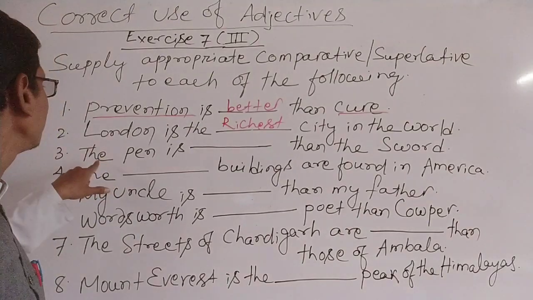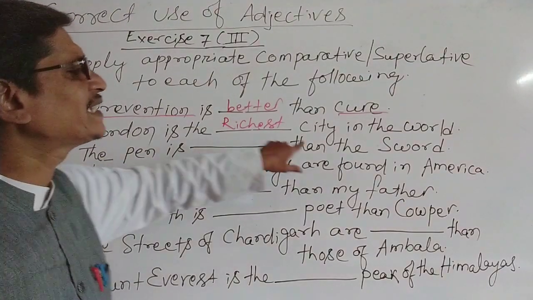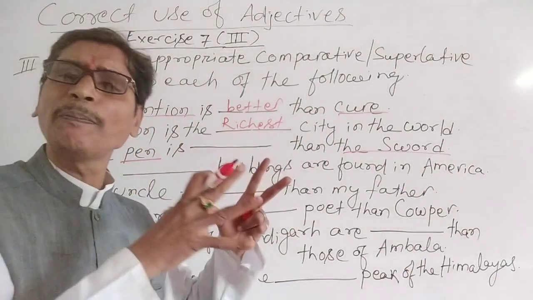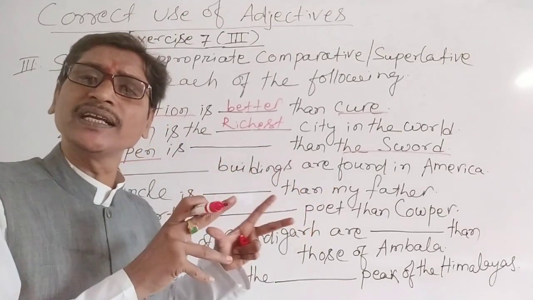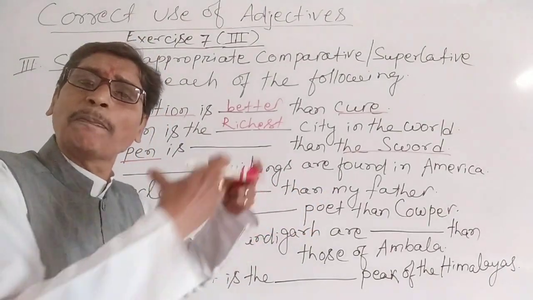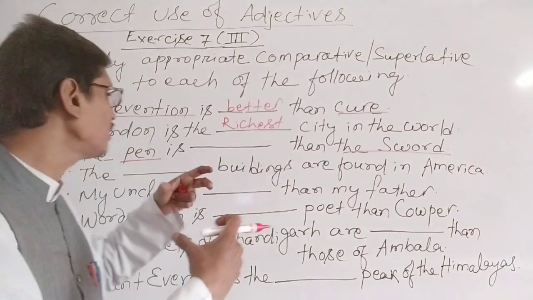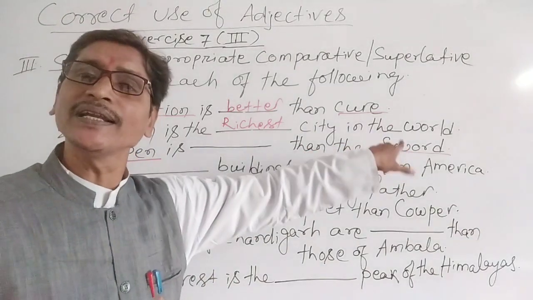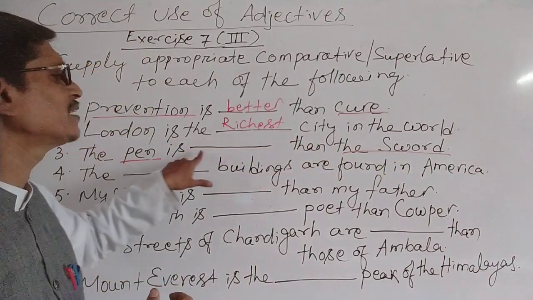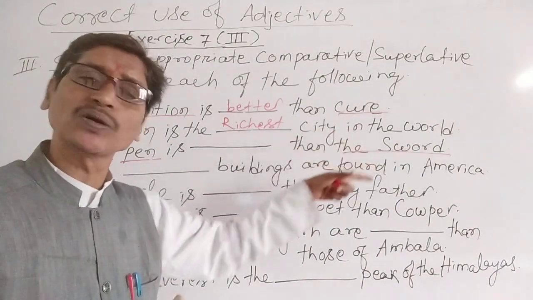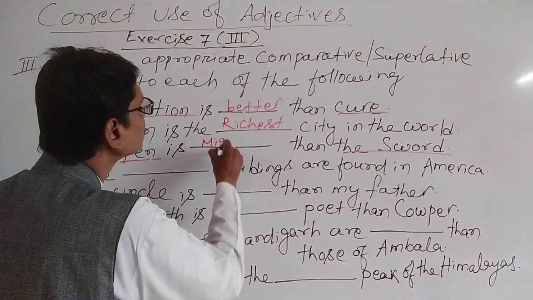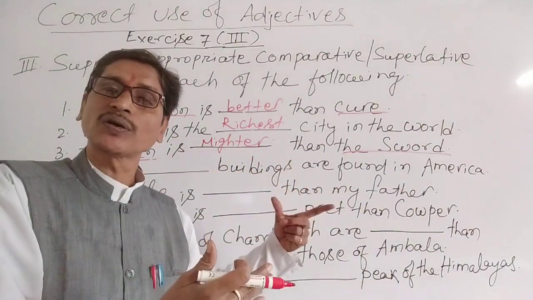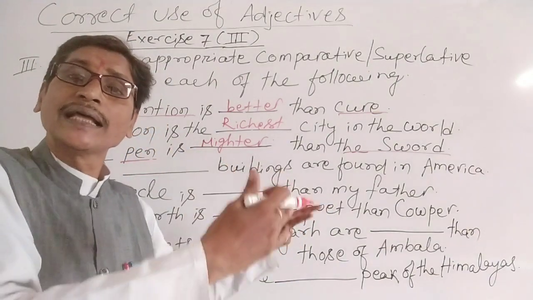Similarly, next, the pen is dash than the sword. Here we are comparing the pen with the sword. So when we are comparing, we must use a comparative degree. So here we can use the power, the might. So here we can say the pen is more powerful than the sword. We can also use, the pen is mightier than the sword. Mightier. Might means powerful. The pen is mightier than the sword. And still, more powerful than the sword we can also write.